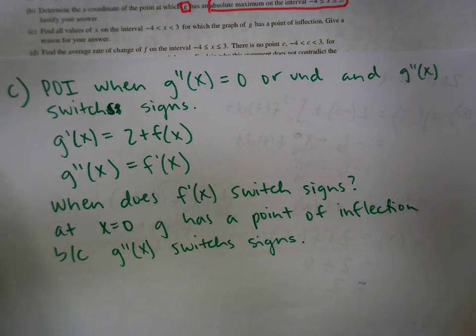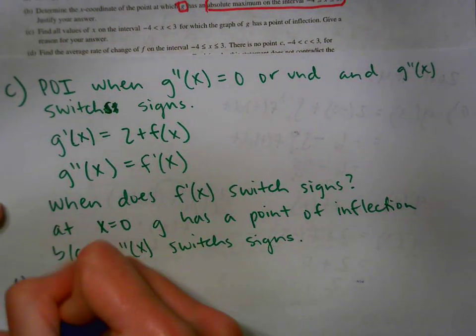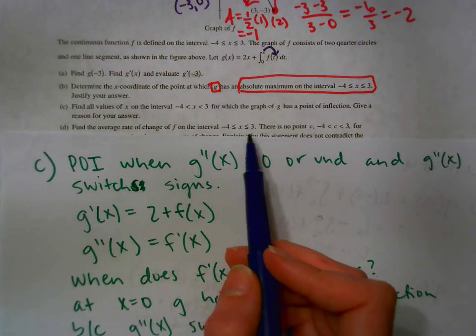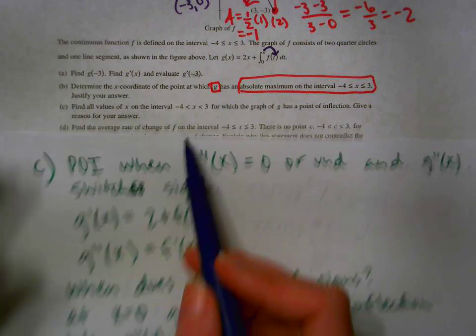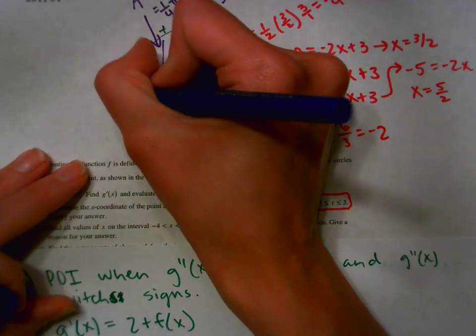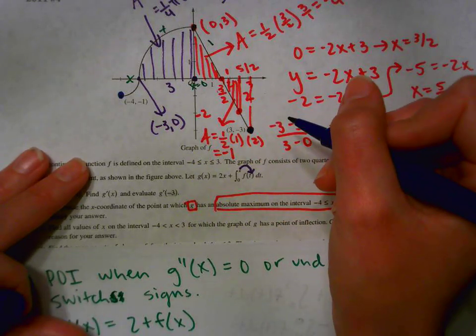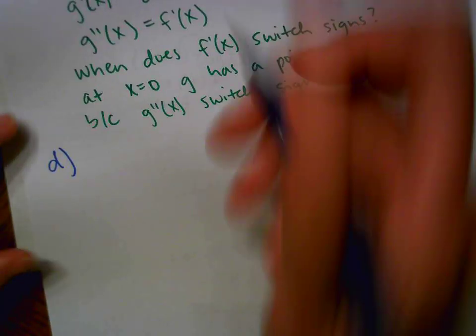So then the last one is D. It says, find the average rate of change of F on the interval -4 to 3. So that's hopefully easy enough. We're just using the points on our graph. -4 is this point, 3 is down here at this point. We're going to find that average rate of change. So let's do that first.